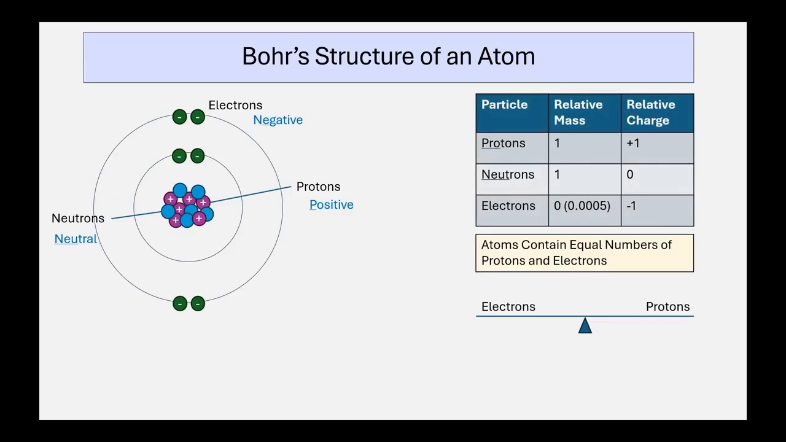Let's think about relative masses. Your protons and your neutrons, which are in our nucleus in the middle, have a relative mass of 1. And electrons are really, really small. They have a relative mass of 0.0005. We can essentially think of it as 0. We can ignore that, and for GCSE purposes, we will say that it is a mass of 0. And then think about relative charges. Protons are +1, they are positive. Electrons are -1, they are negative.